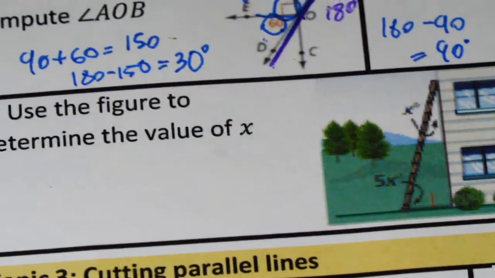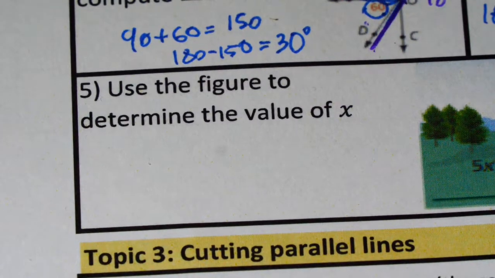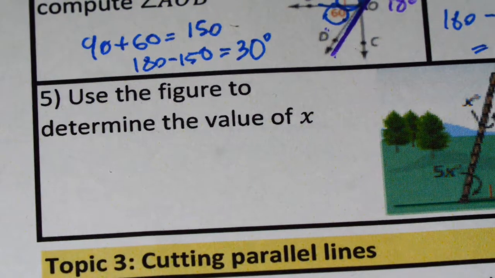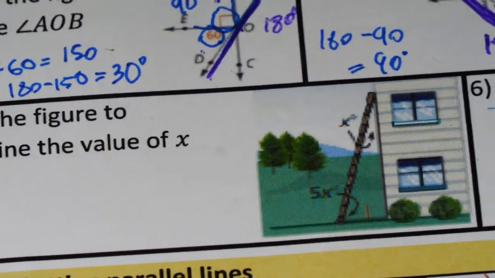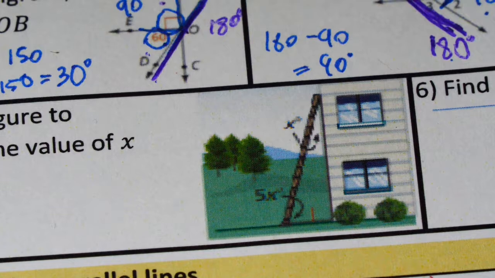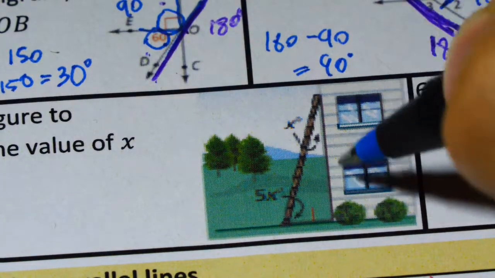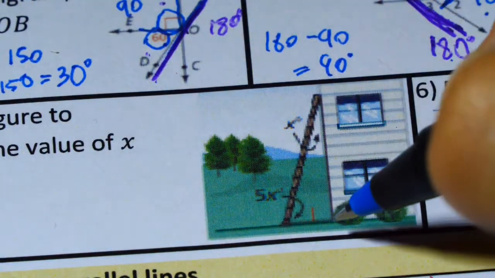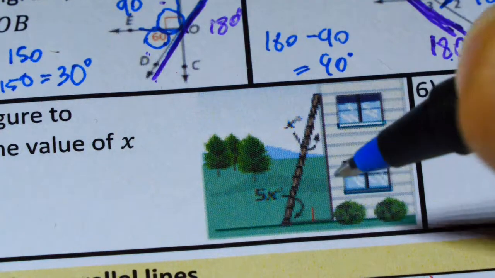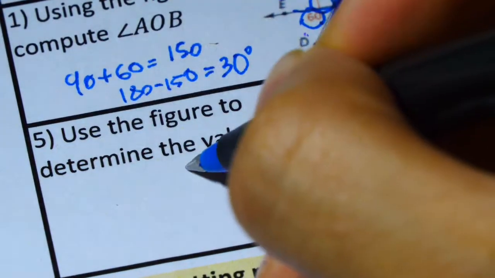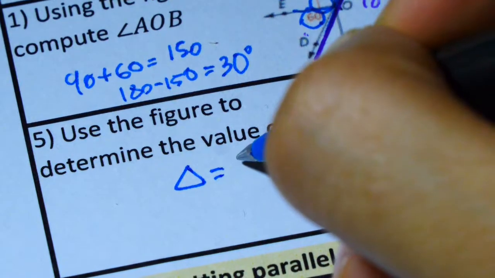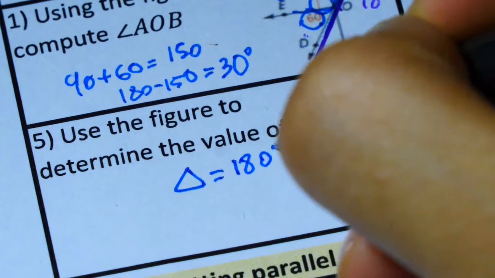Question 5. Use the figure to determine the value of x. So we have to find x. So we can see this picture here. The shape it makes is a triangle. And we know triangles, the angles in a triangle add to make 180 degrees.